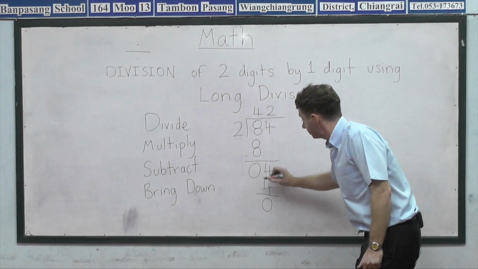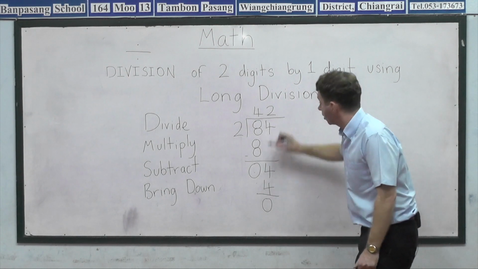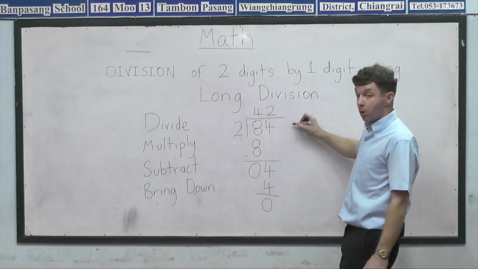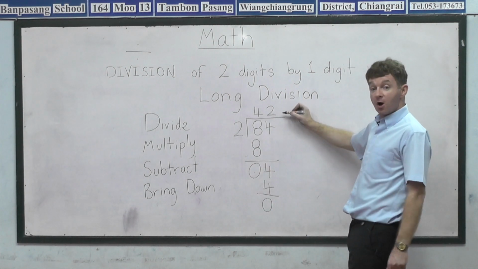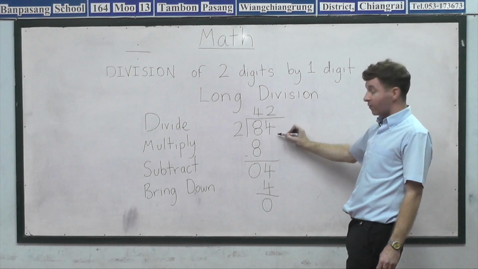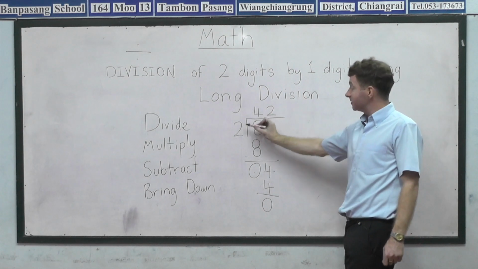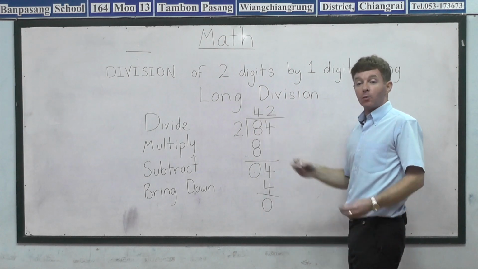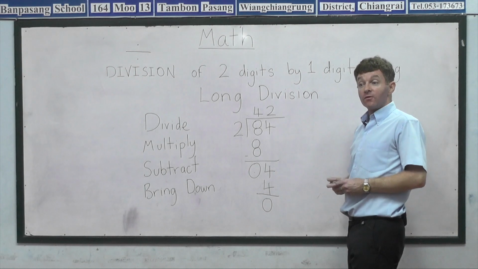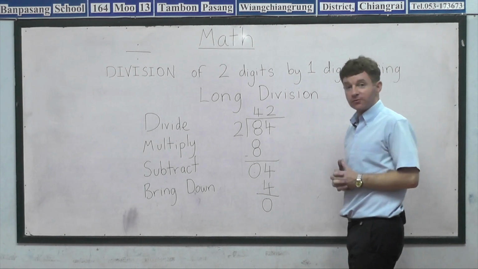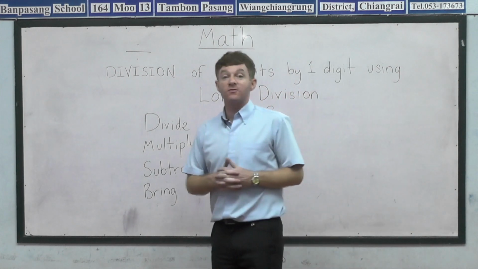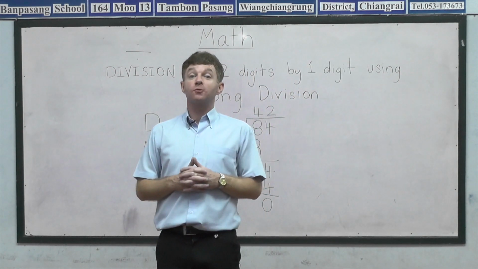So we have 0, 0. We know these 2 columns are fine. There's no more numbers, so nothing else to bring down. So we have our answer. 84 divided by 2 equals 42. Understand, guys? Good.